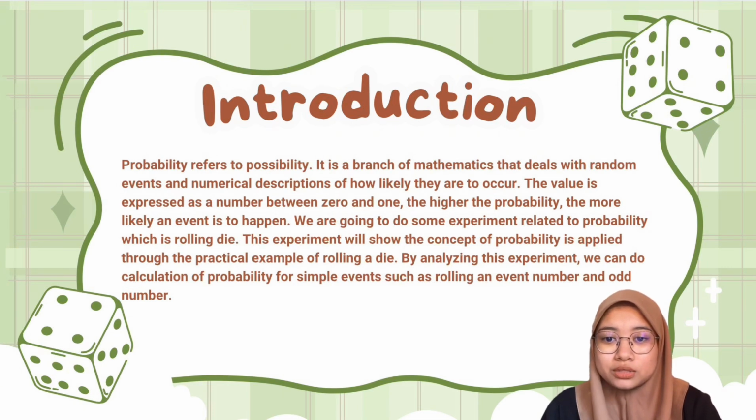We are going to do an experiment related to probability, which is rolling a die. This experiment will show how the concept of probability is applied through the practical example of rolling a die. By analyzing this experiment, we can calculate the probability of simple events such as rolling an even number and an odd number.